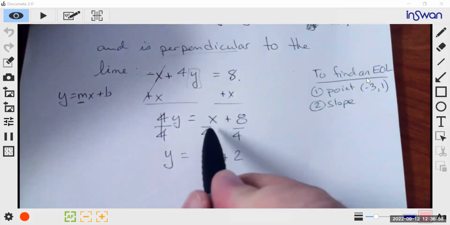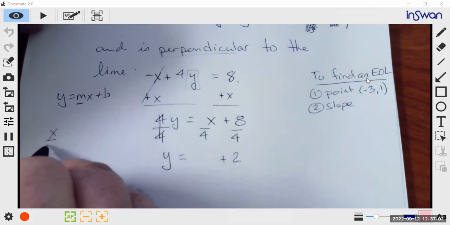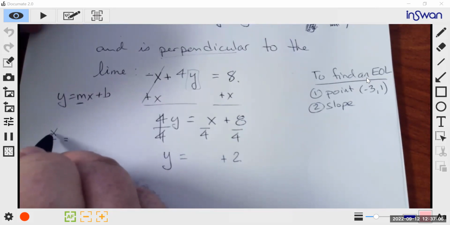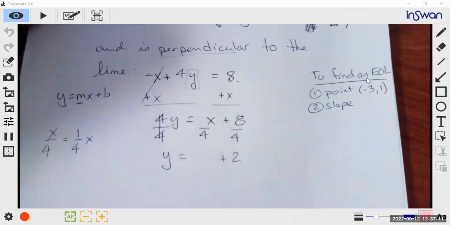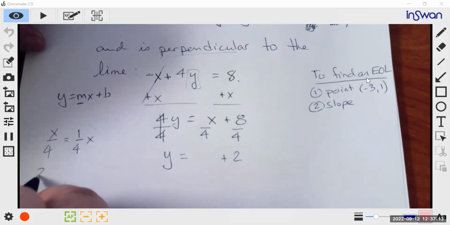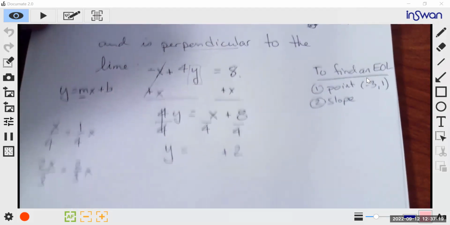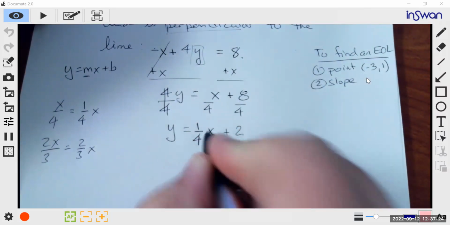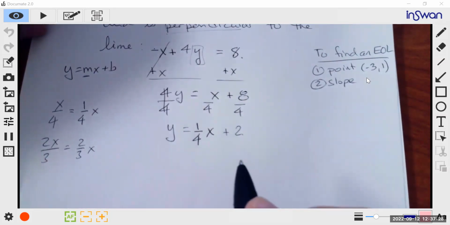Well, hold on. This part here, whenever you have x over a number, what's the coefficient in front of x? That's the same thing as saying this. Or if I had 2x over 3, that's the same thing as saying 2/3 x. So our slope of this equation is 1/4. That's this slope. What's the perpendicular slope?